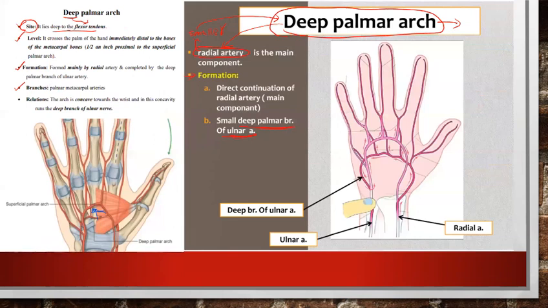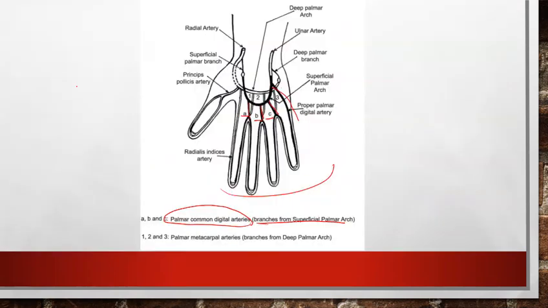The deep palmar arch gives palmar metacarpal arteries. Here, numbers 1, 2, and 3, as we see, are the palmar metacarpal arteries, which are branches from the deep palmar arch.